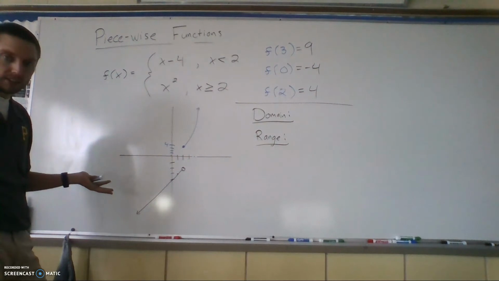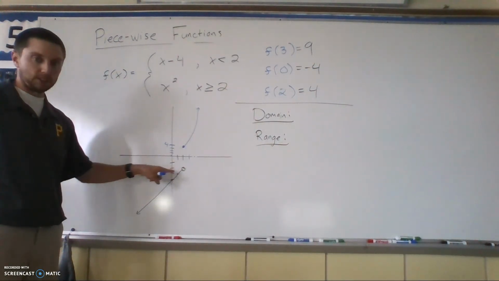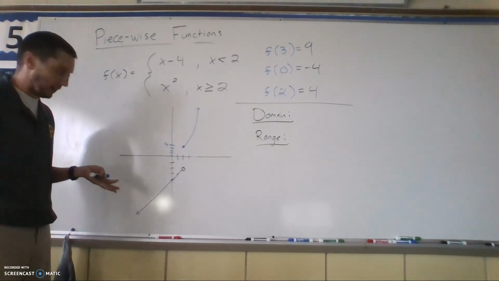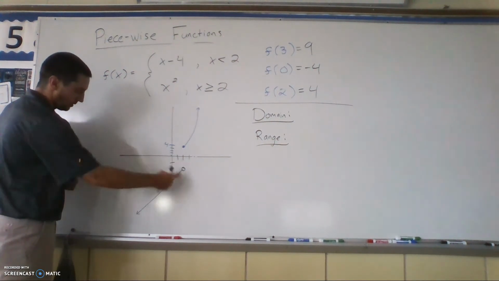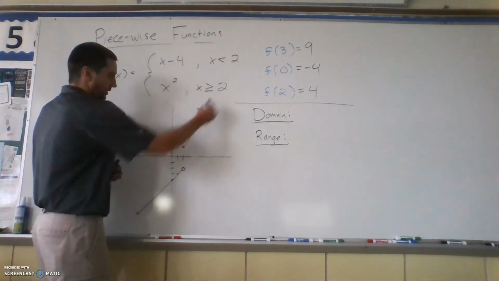What are your red flags here for this graph? I see this jump in here. This makes me nervous. So for domain, remember that's all my input values. So it looks like all these input values are going to get hit all the way down to the left. All these input values are going to get hit.